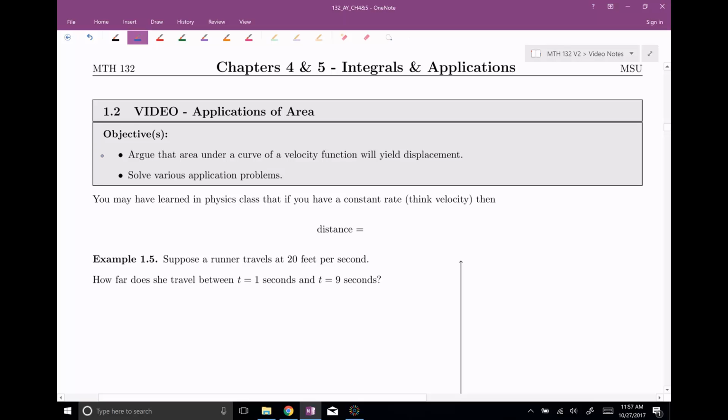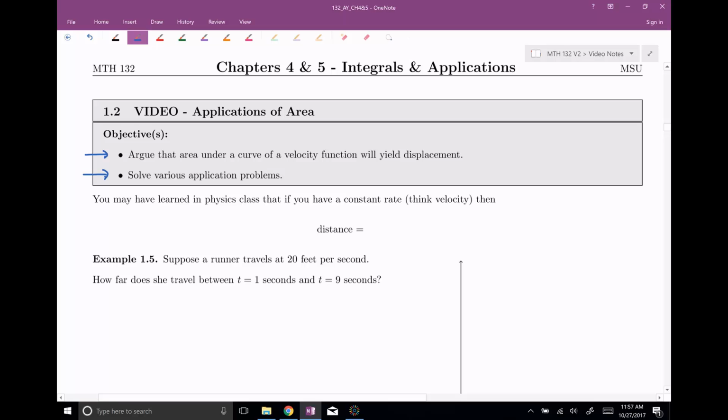So in this video, we're going to break it down a little bit more, and we're going to try to argue that the area under the curve, if we have a velocity function, right? So this is a rate of change of position. Velocity is the rate of change of position, and this will yield displacement, again, total change. And then we're going to solve a couple of application problems.